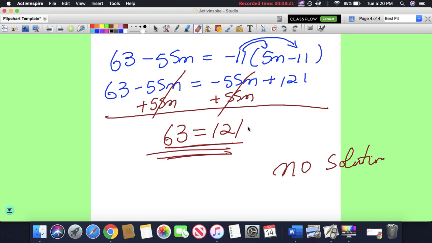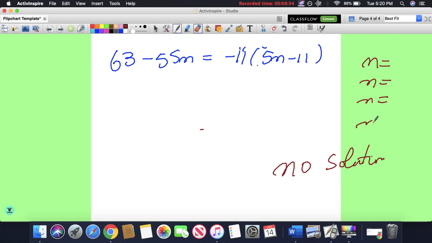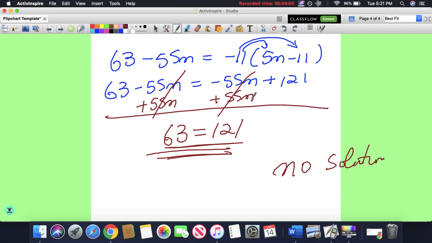So if you go back, and you wanted to, like, I don't believe you, I want to try it out, and you start picking several different values for n, 2, 3, 105, negative 88, and you plugged it into here, you will notice that none of them would make this sentence true. Okay, so this is an equation that will never, ever be true. So it has no solution. Okay, so just a little 9-minute warm-up.